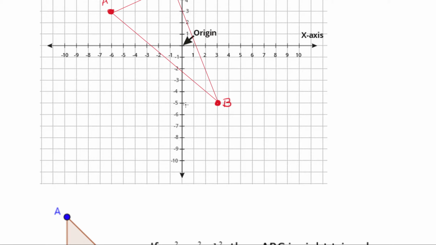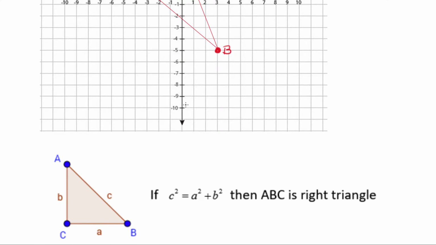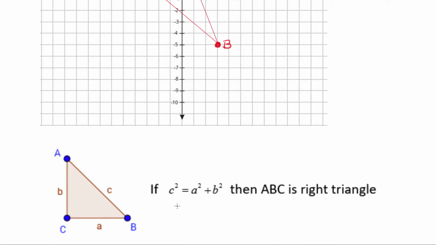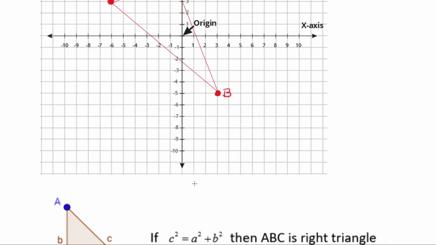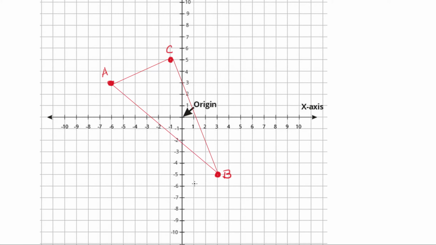Well, we use the converse of the Pythagorean theorem, which states the following. If little a, little b, and little c are the sides of the triangle, and c is the side of the hypotenuse, or the supposed hypotenuse, then if c squared equals a squared plus b squared, then ABC is a right triangle. So we need to verify that this equation is true. And how do we do that? Well, we need to assign first which side is lowercase a, lowercase b, and lowercase c.